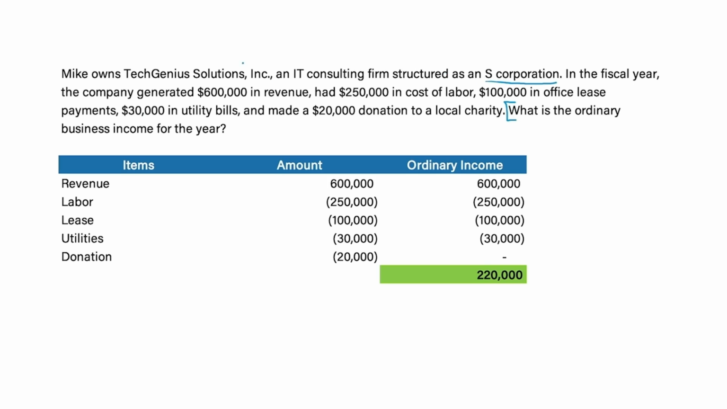So we're going to take each of the items and consider whether they are part of ordinary income or a separately stated item. Revenue is just a part of ordinary business income, so that's included. Labor, no limitations there. Same for lease expense, it's just a part of ordinary business operations, and there are no individual limitations on it, and same for utilities expense. So the only item that is separately stated is the donation, to make sure that the individual does not exceed their AGI limitations. So everything else is included to have ordinary income of $220,000.